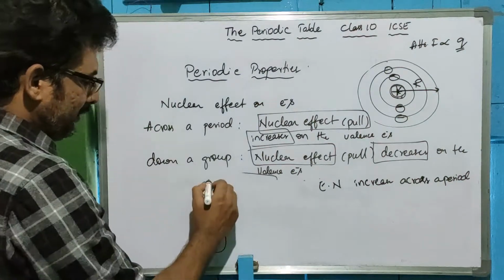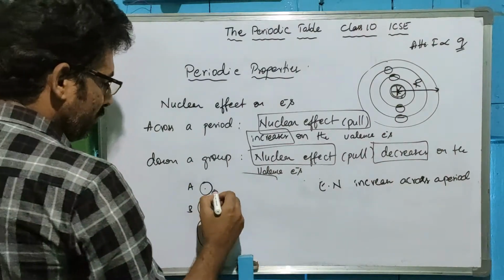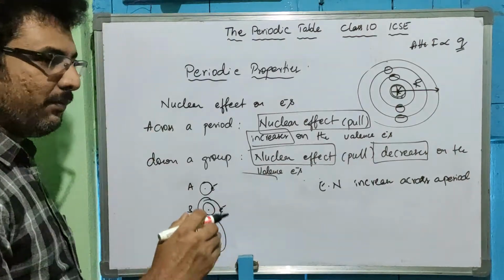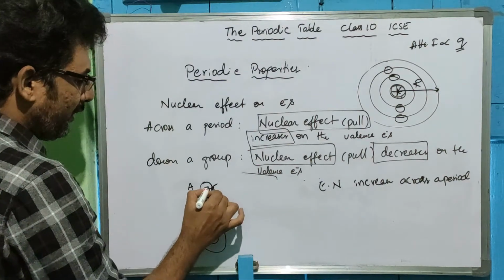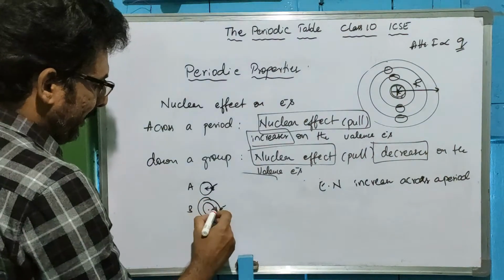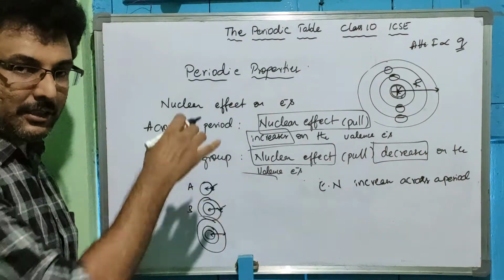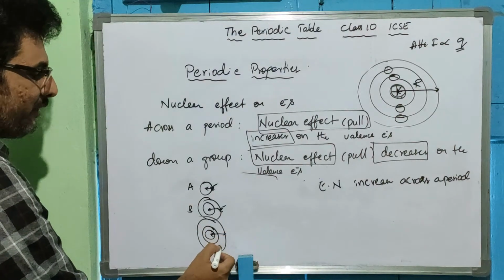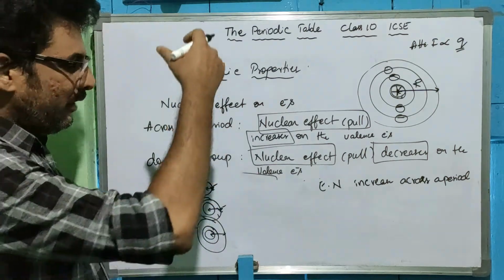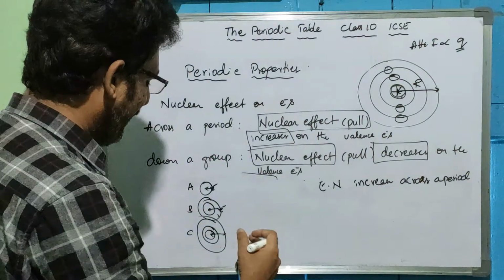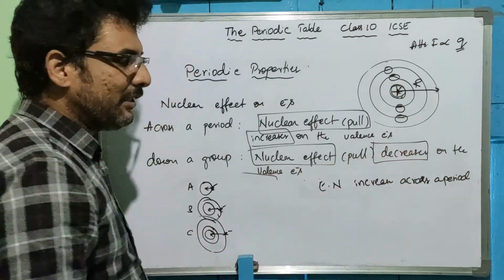Now if you compare these two elements, let us say A and B, which will attract the electrons in the valence shell more strongly? Obviously this nucleus is close to this electron, so in this case the electronegativity will be more compared to this. Similarly, here the atomic size is increasing down the group, so if you compare, the electronegativity will be less than that of B. If you say C, the electronegativity of C will be less than B, because down the group the atomic size will be increasing and the nuclear effect on the valence electron will be decreasing.